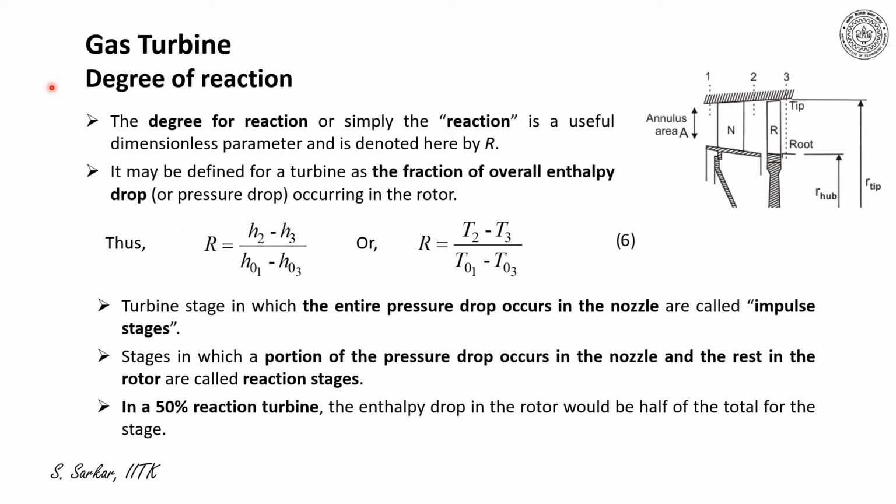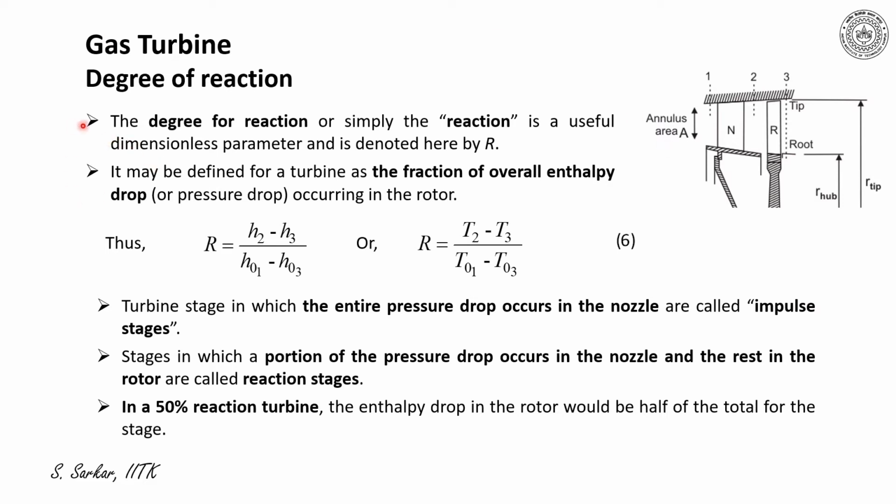To initiate the discussion on degree of reaction of a gas turbine, I presented here the schematic of a stage, which consists of a nozzle denoted by N and a rotor blade designated by R. Station 1 represents the inlet to the nozzle, station 2 indicates the exit from the nozzle and entry to the rotor, and station 3 indicates the exit from the rotor. Now, with respect to this figure, what happens? The flow is expanded as it passes through a turbine stage.